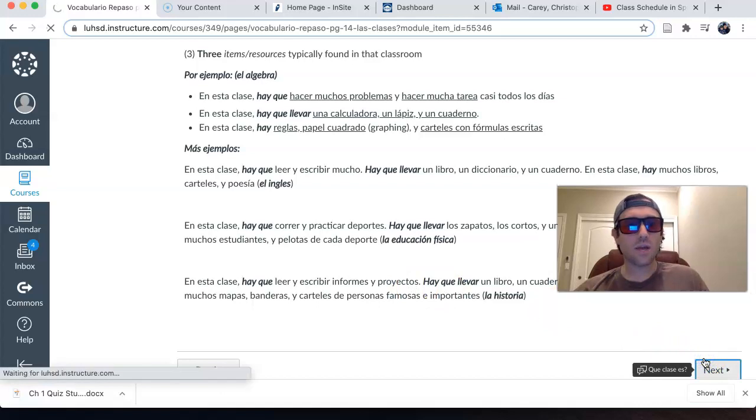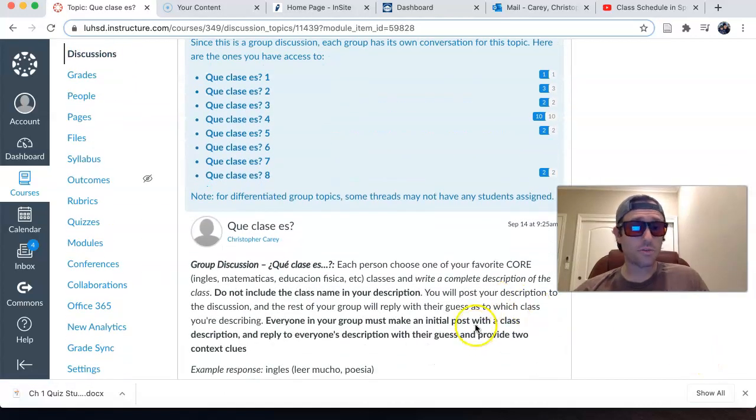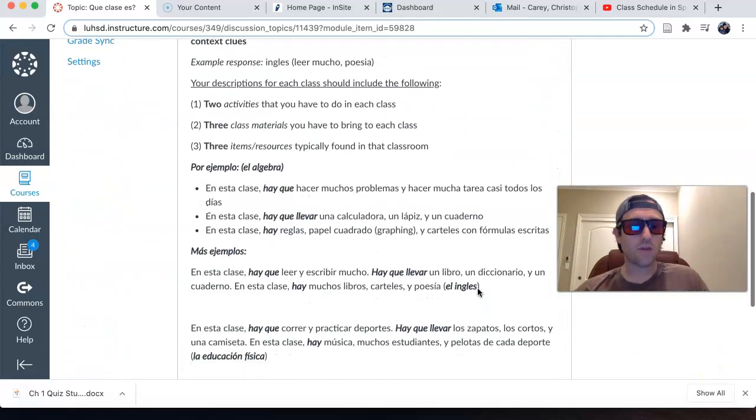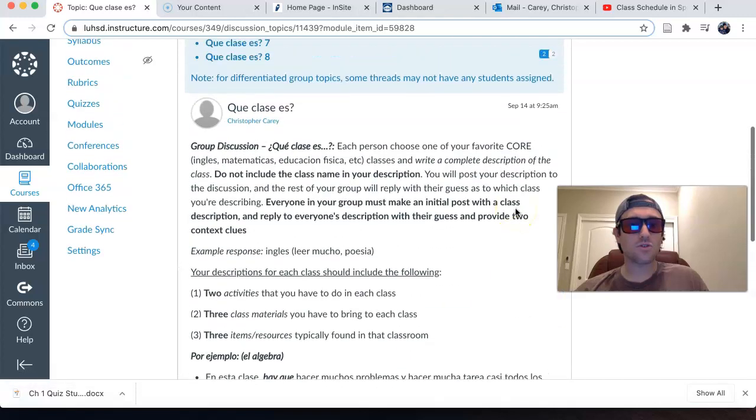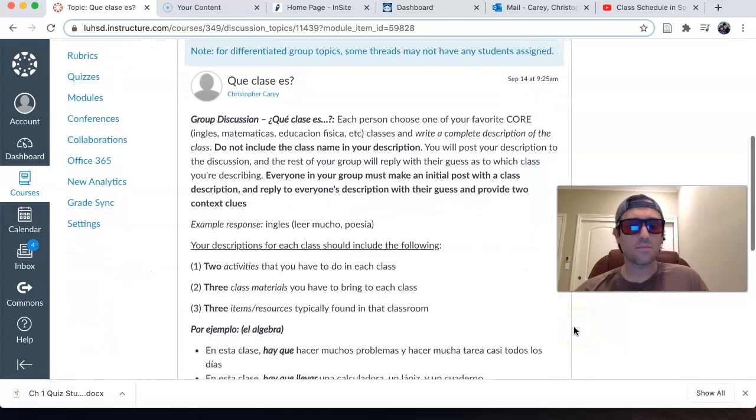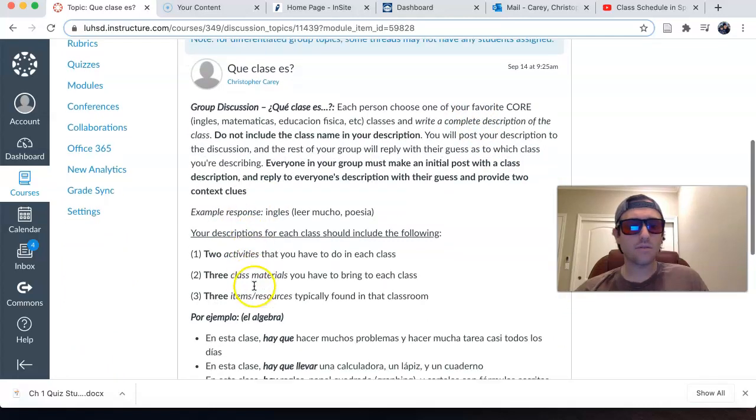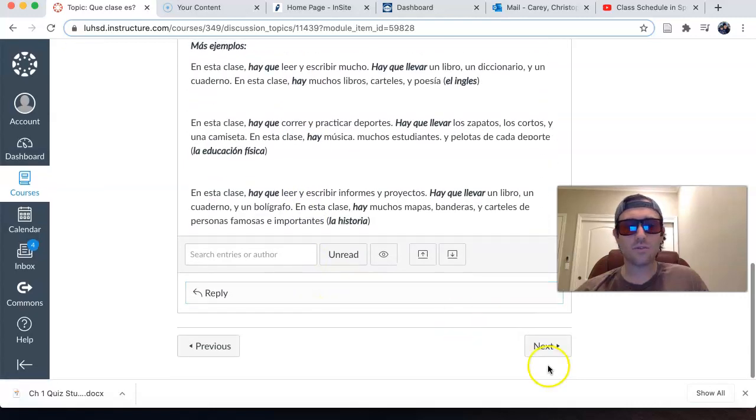So today, what are we going to do? We are going to continue by talking about your responses, seeing how well you guys did with this. The responses to the small group discussion post. Chose one favorite class, described it, 2 activities, 3 class materials, and 3 items found throughout the class, and you used these and the examples I gave you as a model.